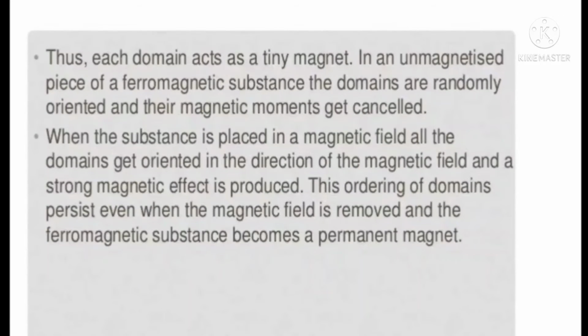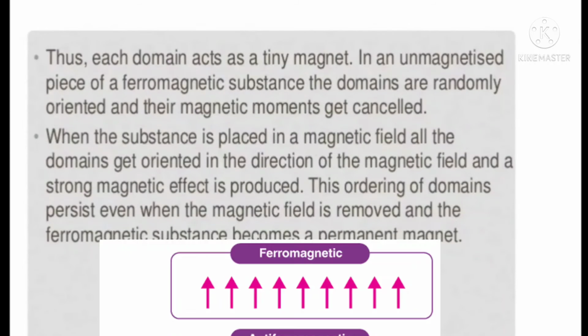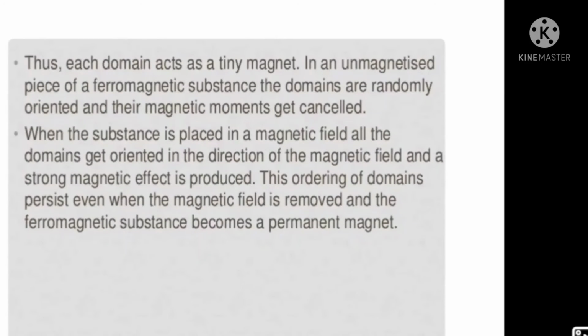When a ferromagnetic solid is placed in a magnetic field, all the domains get oriented in the direction of the magnetic field. As a result, a strong magnetic effect is produced. The effect persists even when the magnetic field is removed. Thus, a ferromagnetic substance becomes a permanent magnet. That is why ferromagnetic substances are called permanent magnets.